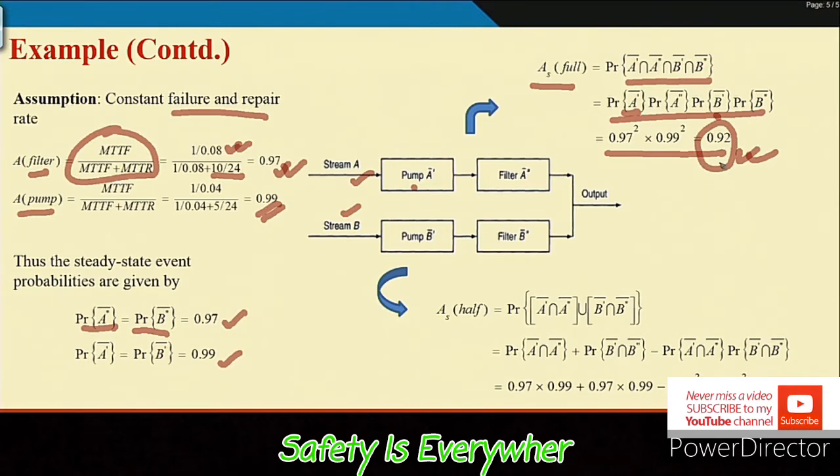So what is the inference from this example? The inference is that the probability that the system will be available for full production is 0.92.